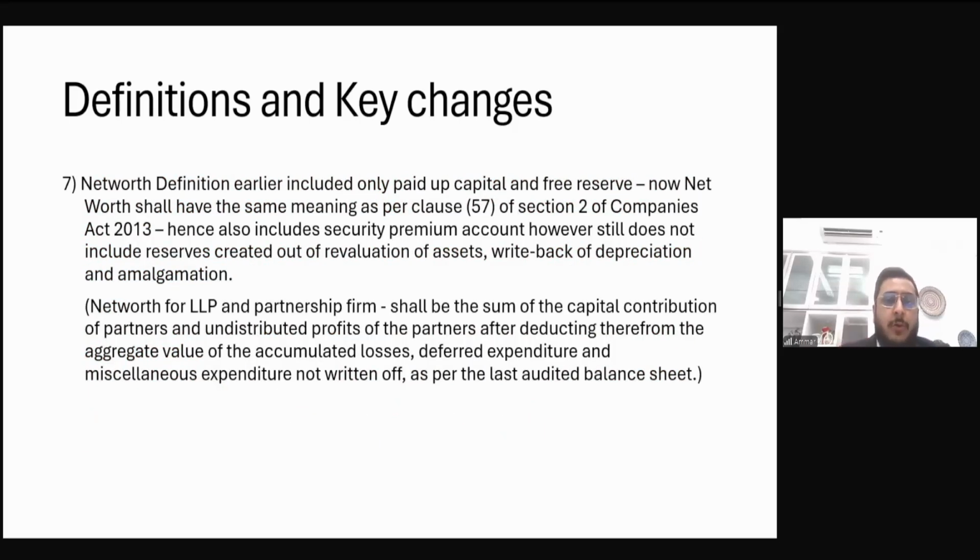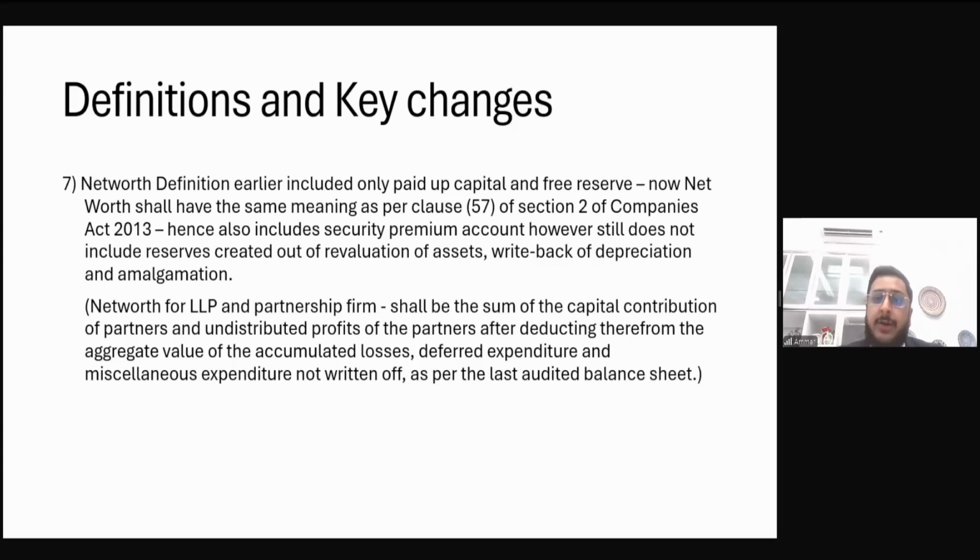Now, in ODI, the definition of net worth plays a very key role. For example, the main criterion of making an ODI remittance is that you cannot make it more than 400% of the net worth of the company, as on the last audited financial statement. We'll discuss it in more detail, but let's now look at the definition of net worth.